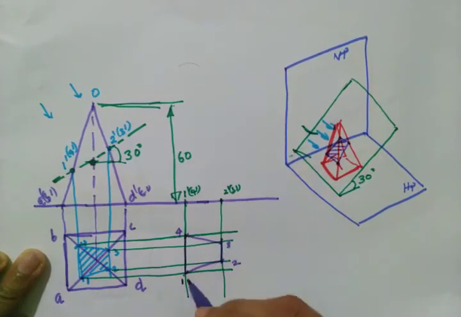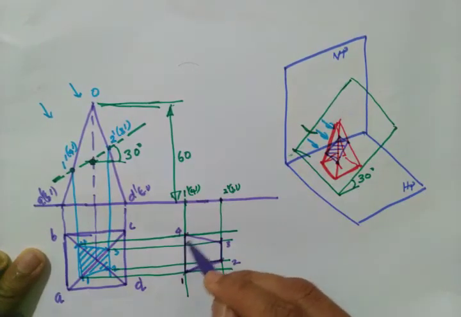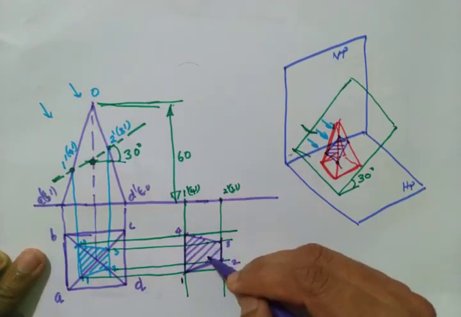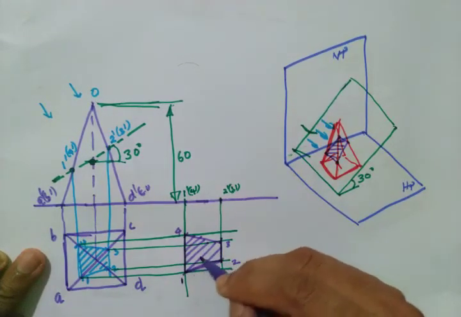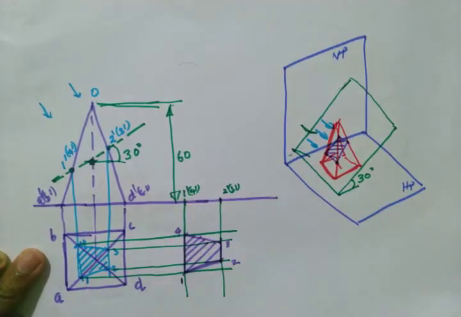Use a scale to draw it properly. See, this is the true shape obtained. You have to hatch it here. Hatching means just drawing parallel lines. Keep the distance at a maximum of 2 to 3 mm, and the inclination of these lines is 45 degrees to the XY line. Just keep it like that. Now just complete the true shape.